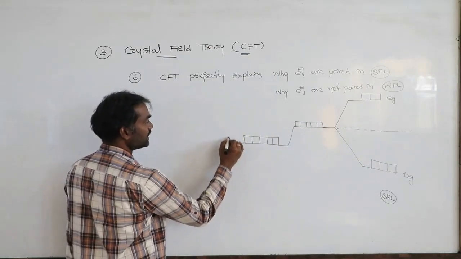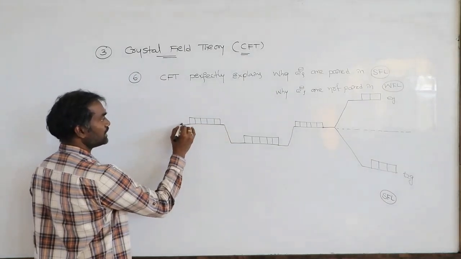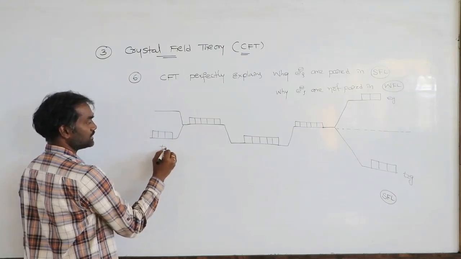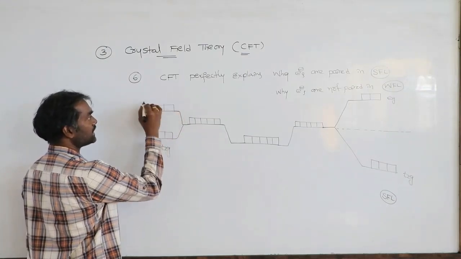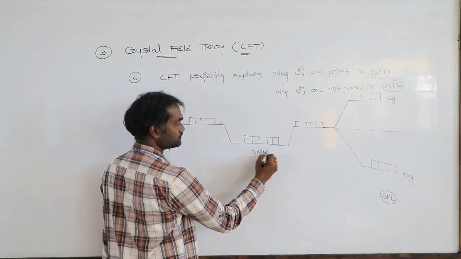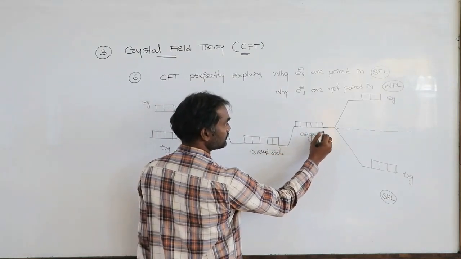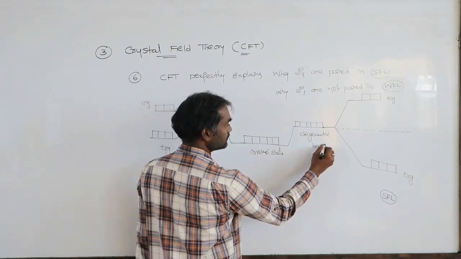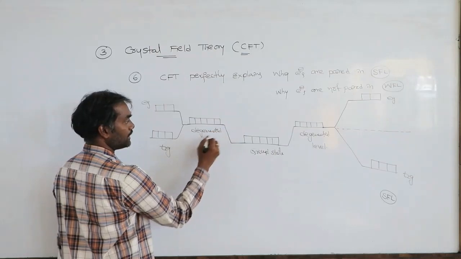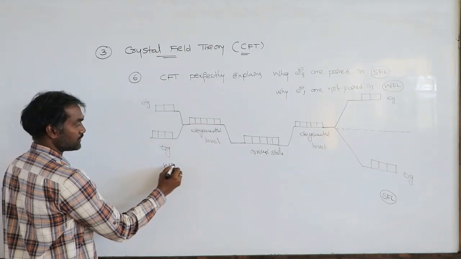Suppose you take weak field ligand. Weak field ligand means repulsions are less. Repulsions are less means the T2G and EG energy gap is very small. So this is a ground state. Next, this is a degenerated level. This is also a degenerated level. Next, here it is the presence of weak field ligand.